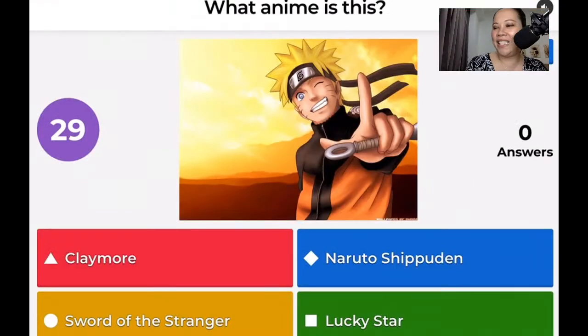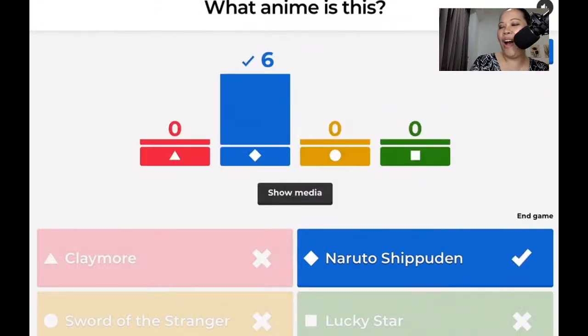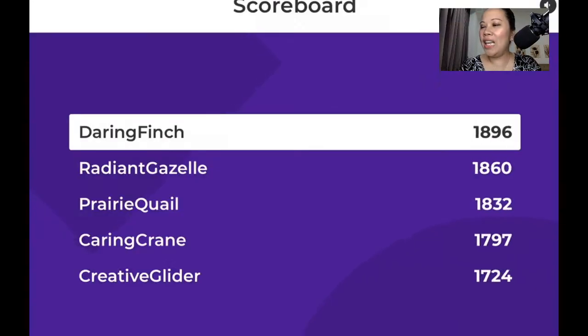What anime is this? This is a very popular anime and I'm sure you can answer that quickly. You have 20 seconds to answer. Wow! Everyone knows Naruto Shippuden. And on the lead is still Daring Finch. Come on, Radiant Gazelle and the rest, you can do it.